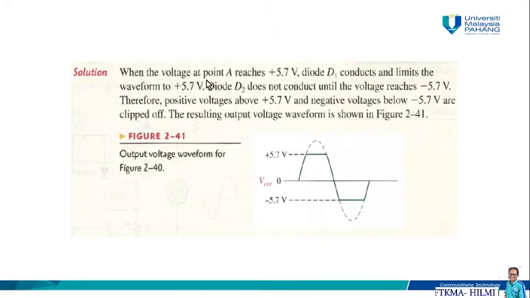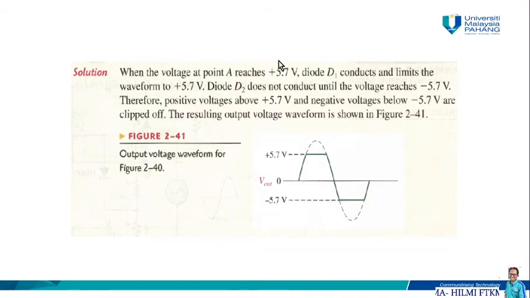So the solution is, when the voltage at point A reaches positive 5.7 volt, diode D1 is going to conduct and limit the waveform to only 5.7 volt, not more than that. This is during the positive alternation. Then diode D2 will not conduct any current until the voltage reaches negative 5.7 volt. Therefore the positive voltage above 5.7 volt and the negative voltage below negative 5.7 volt are going to be clipped off. So the result is shown in this figure here.